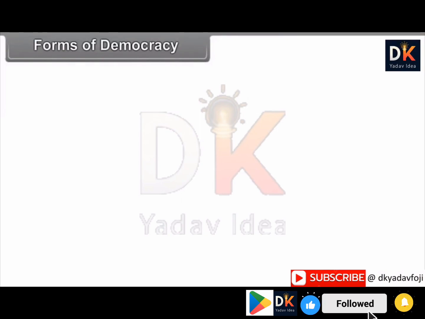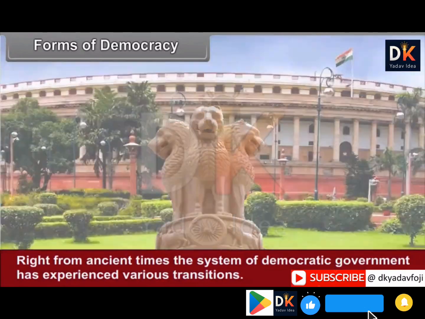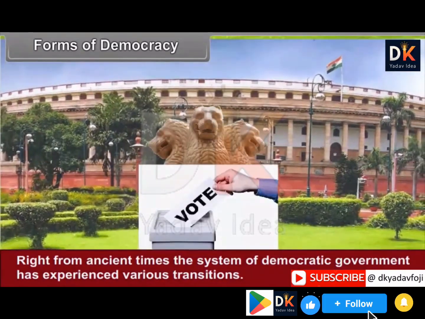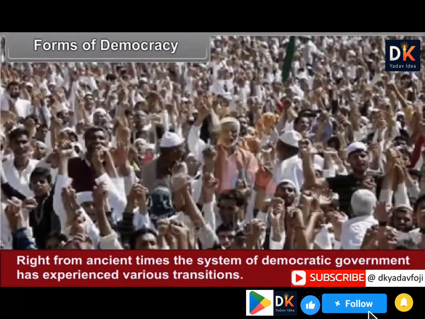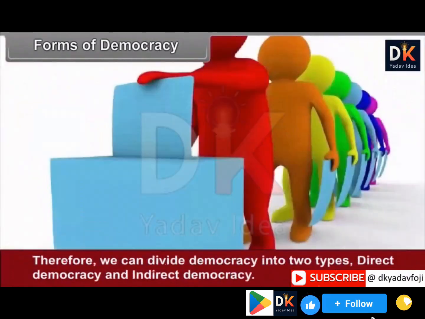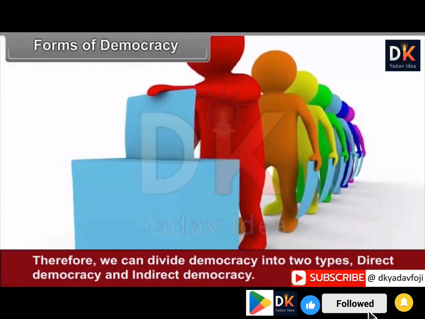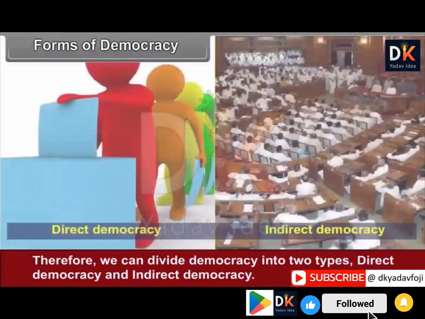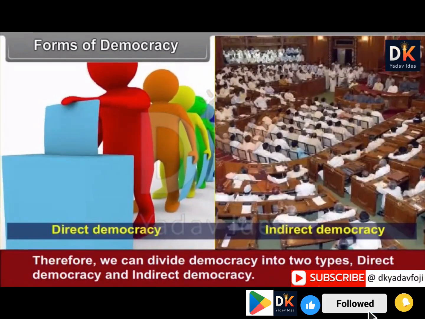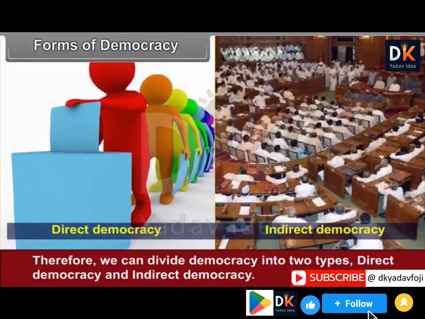Forms of democracy. Right from ancient times, the system of democratic government has experienced various transitions. Therefore, we can divide democracy into two types: direct democracy and indirect democracy.